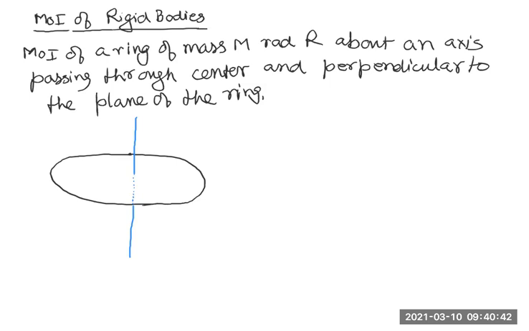Can you derive it? Can you tell me the answer? And the best part is you don't really have to work out anything. There is nothing to work out. You don't even have to put pen on paper to tell me the answer. Can you tell me the answer? Moment of inertia of a ring, what is it? MR square by 4.